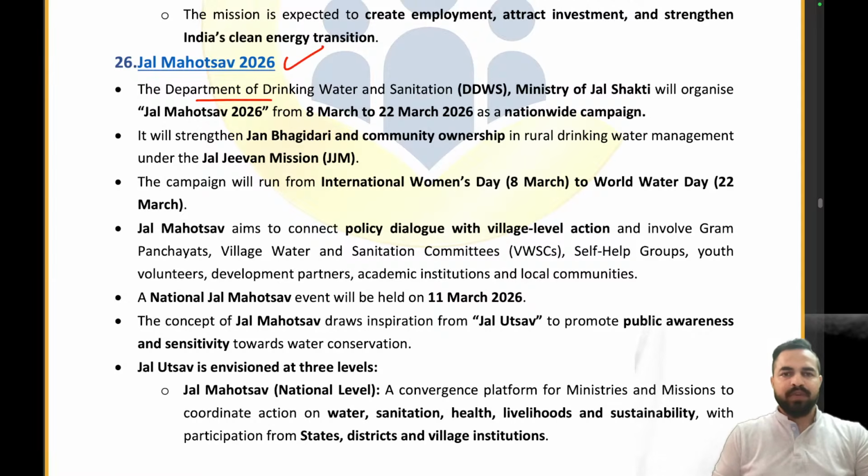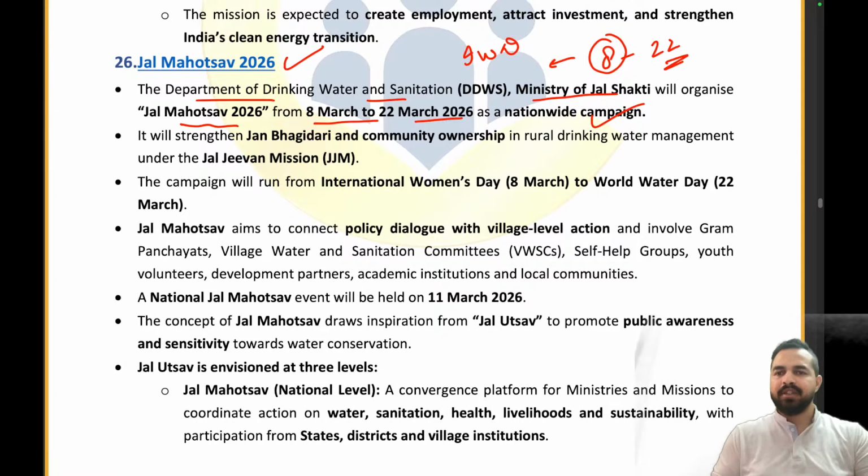The Department of Drinking Water and Sanitation under the Ministry of Jal Shakti will organize Jal Mahotsav 2026 from 8th March to 22nd March as a nationwide campaign. Clear my dear friends? Now guys, 8th March is celebrated every year as International Women's Day, and the 22nd March is celebrated as World Water Day. So between these 2 days, we will be having this Jal Mahotsav 2026.